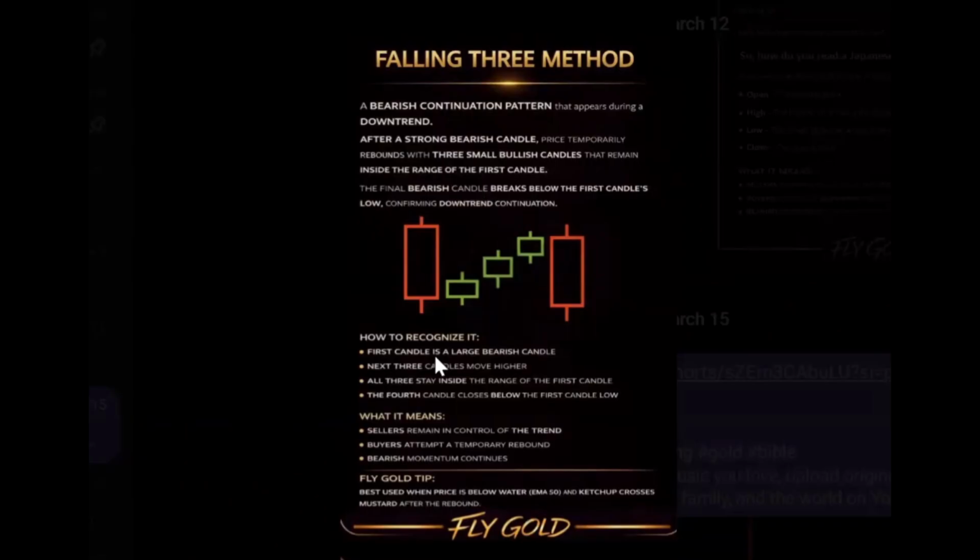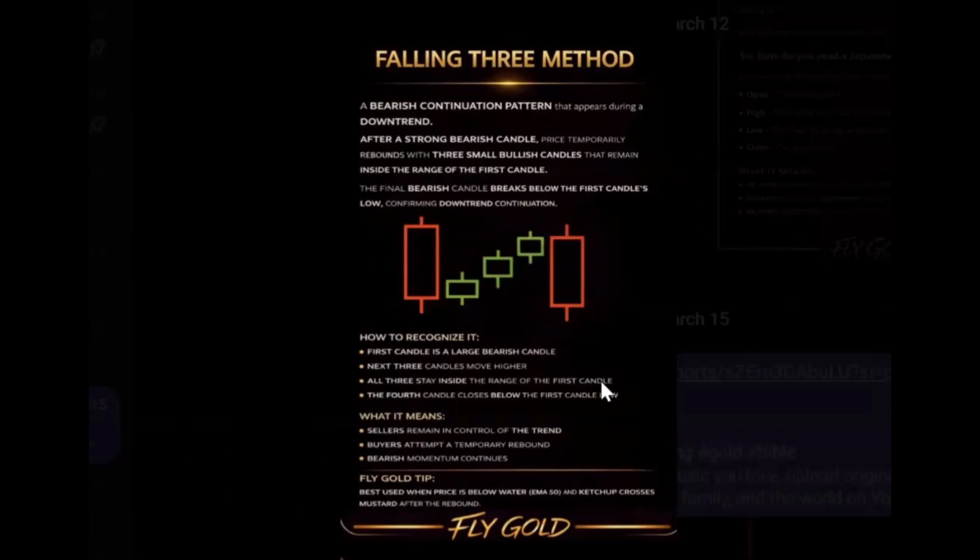How to recognize it? First candle is a large bearish candle, large sell candle. Next 3 candles move higher. So we get a sell. When this closed, we get 3 vector candles that pull back. Typically, they could be pulling back to the mustard, and then they get there, and then they sell right back down.